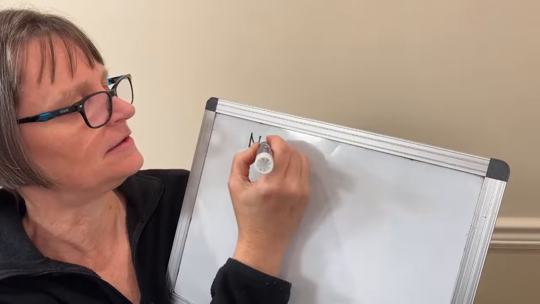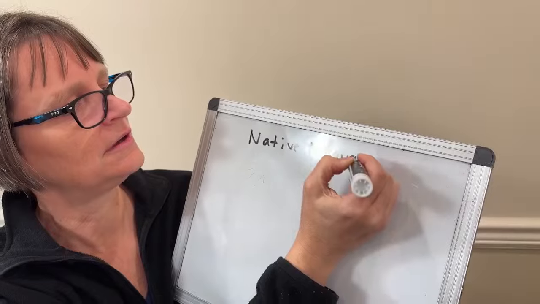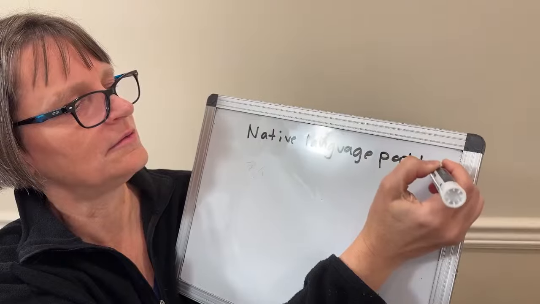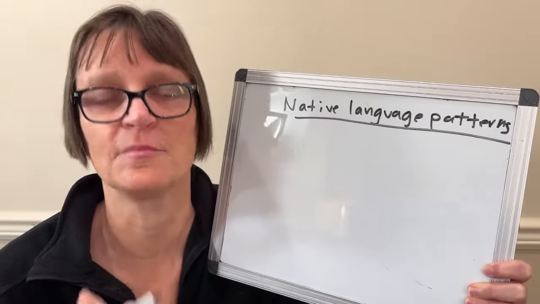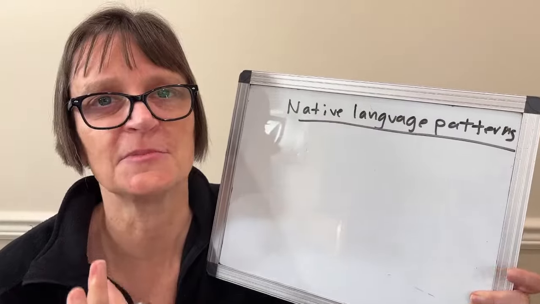So native language patterns are one of the 3 top reasons you might have mispronunciations and have an accent when you're speaking English. So let's look at some examples of this.